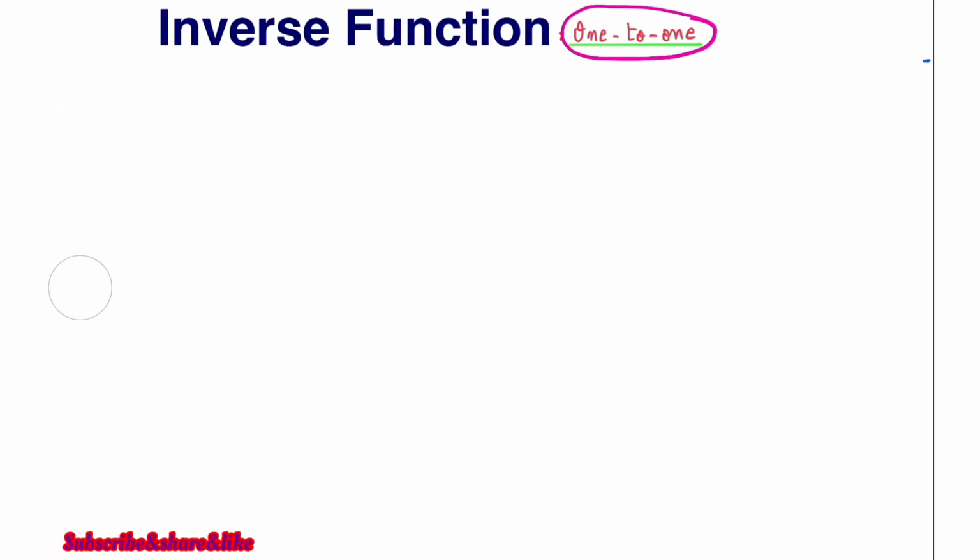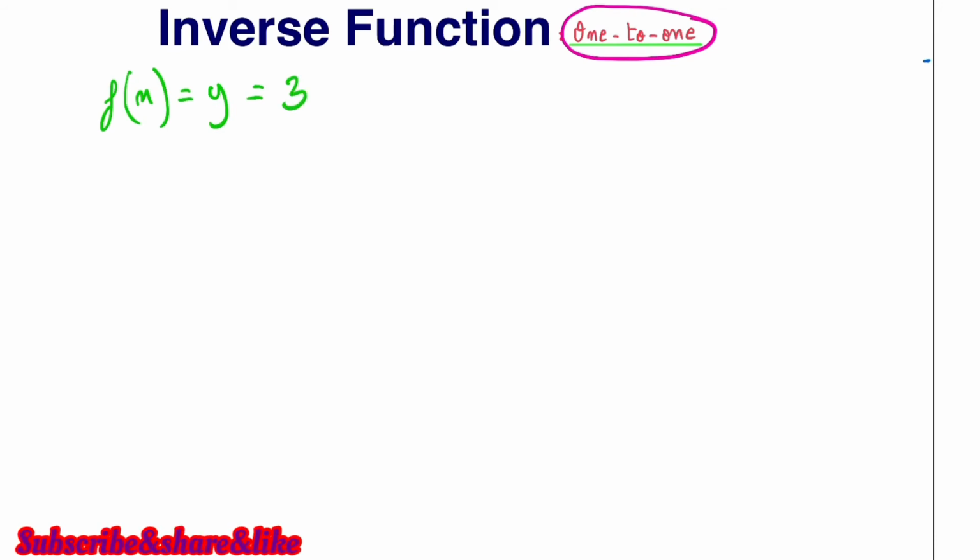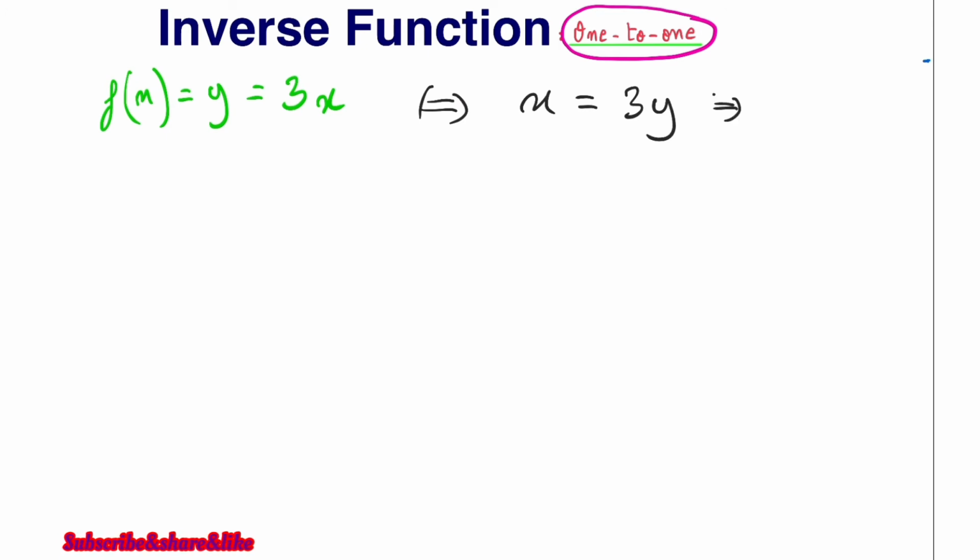Let's say we are going to find the inverse of a line. f of x equals y equals 3x. Just 3x, it's very easy. Very straightforward. So we switch, and here is x equals 3y. Therefore, f inverse of x is equal to 1 over 3x.